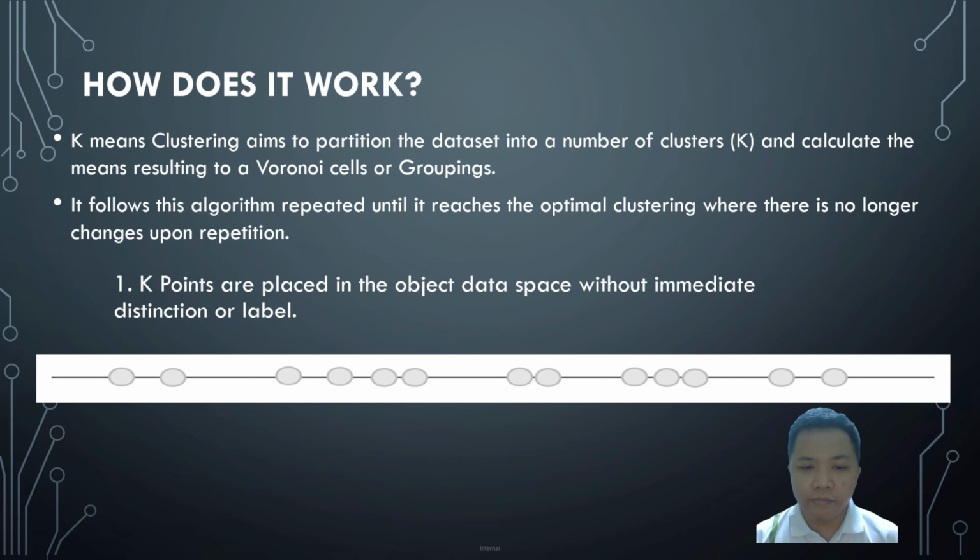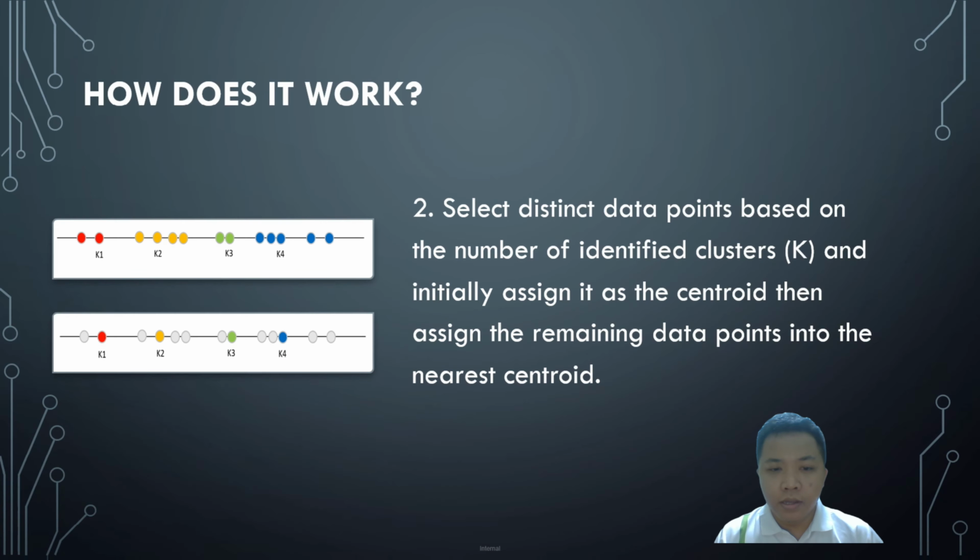For example, I have here a series of data in a line. There is no immediate distinction or label about these data. You just know it's there, but there's not really much for you to identify it into. From the set of data points, you select a number of distinct points based on your number K. These data points will be initially assigned as the centroids. Then all you need to do is assign the remaining data to the nearest centroid.